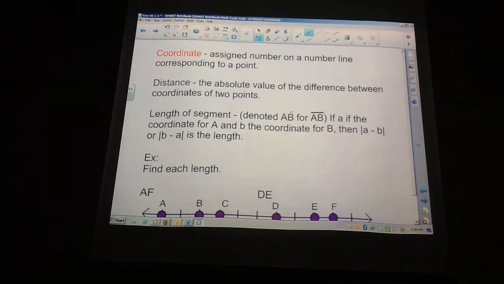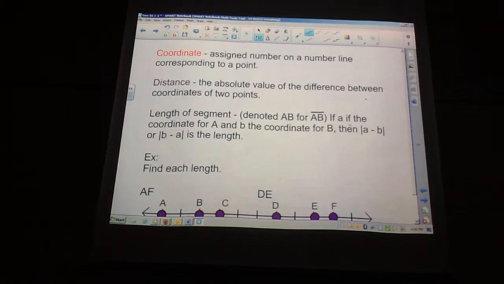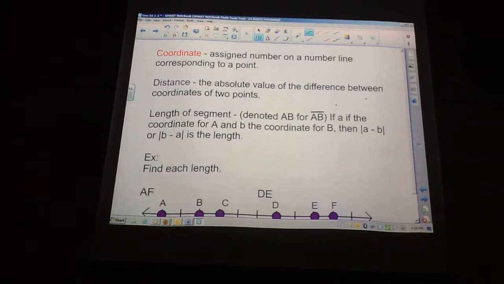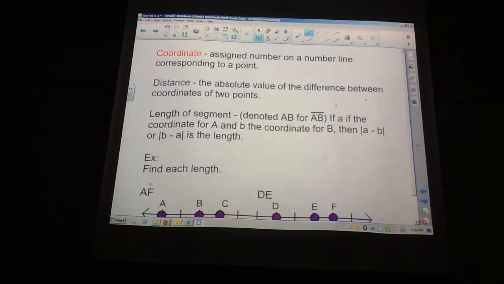Now notice also that when we're after a length of a segment, they just name it with 2 capital letters and not the line over the top. The line over the top means, okay, we've got this segment AB here. But if we're after just the length of it, they name it with AB. So notice that the questions down here coming up have just 2 capital letters, and that's signifying that they want the length of AF. This one will want the length of DE.